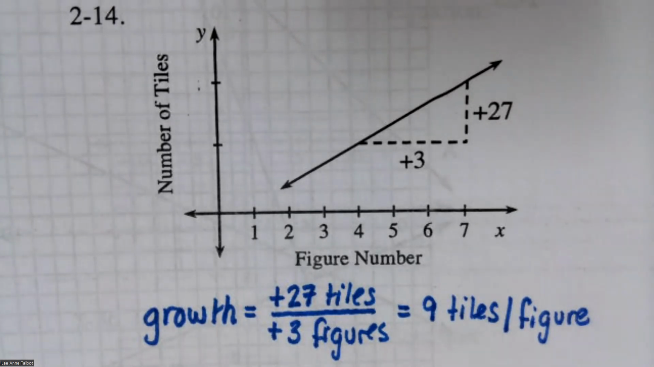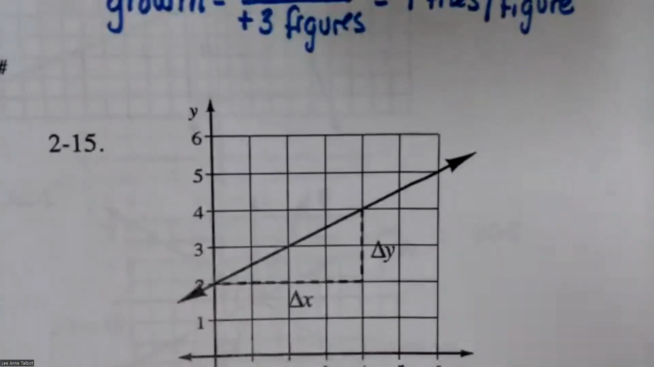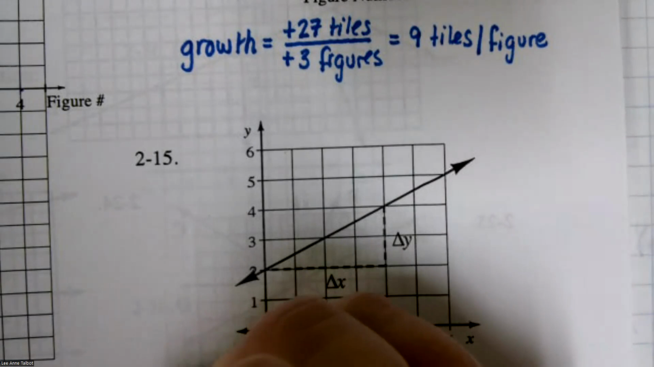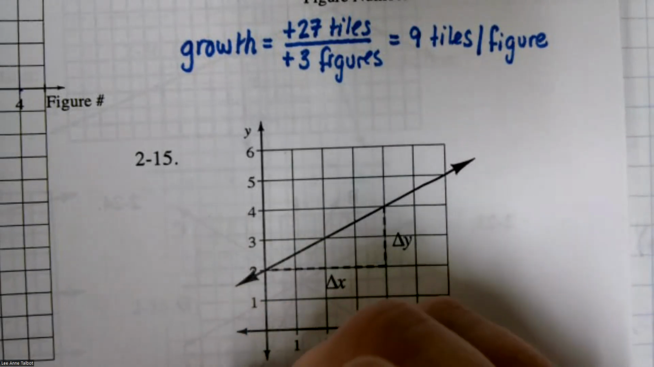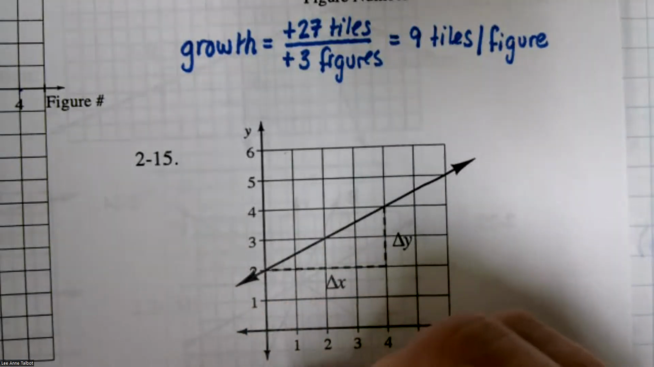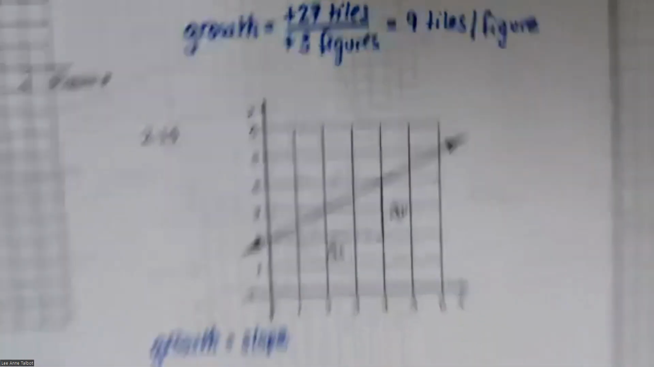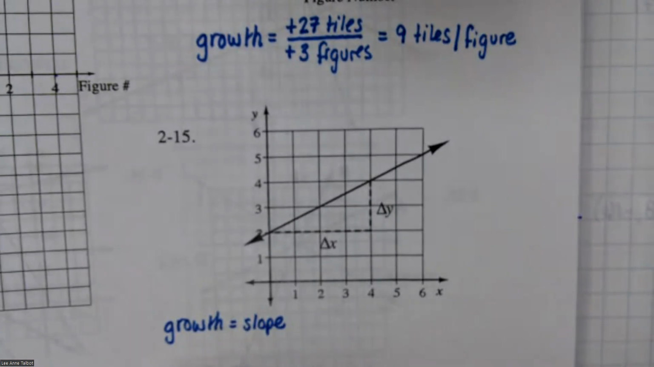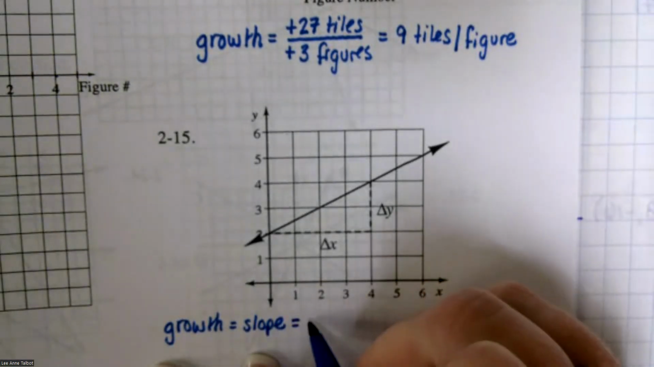Okay, now we're going to change the wording up a little bit in number 15. That's it for 14, by the way. Best problem ever, I know. Now number 15, instead of saying growth, we're going to change it to slope. What do you know about that word? Okay, and we're going to call it M.